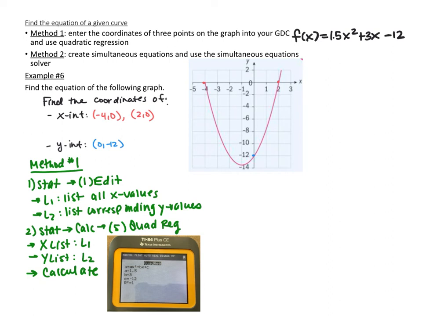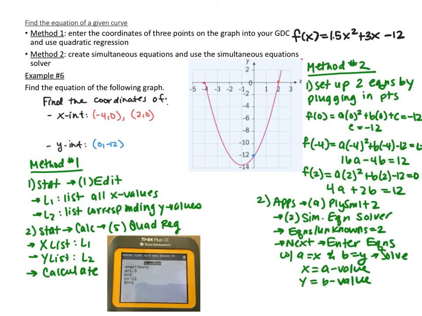So that's the method using your quadratic regression. You need to have at least 3 points. In this case, we had the two x-intercepts and the y-intercept. You could also use the vertex if it's easy to see. This one is not very easy to read off, so it's not going to give you a good number. But if it's something that's easy to read, you could also throw the vertex in there.